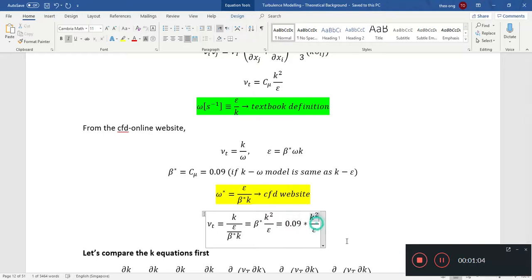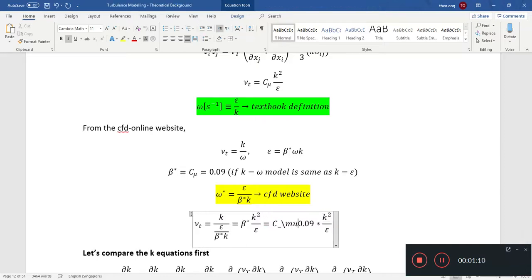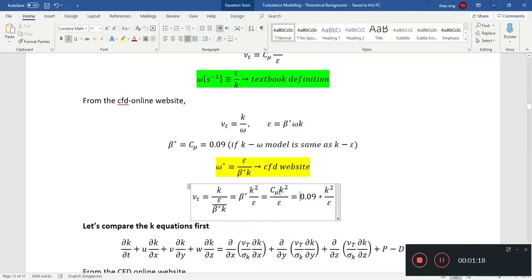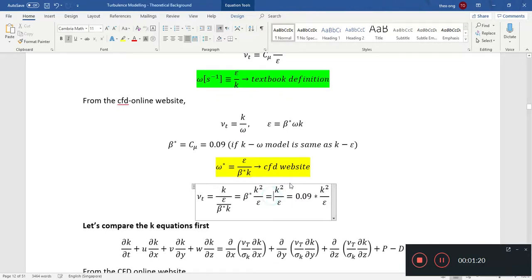So I'll just do an equal sign here: c mu k squared divided by epsilon. Okay, so that is that.